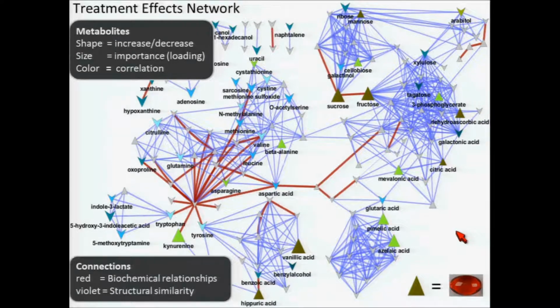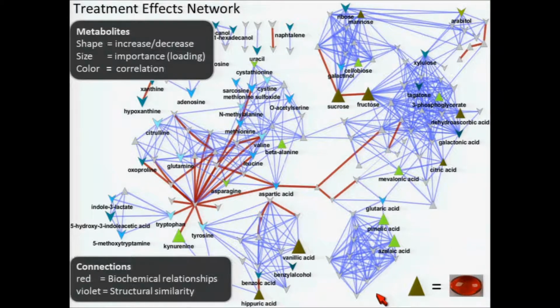In this network, the various shapes represent metabolites, and these metabolites are connected by biochemical relationships, the red edges, or structural similarity relationships, the violet edges. First off, you can see that you need both edges to combine your information. In particular, there's very little biochemical information about lipids. So anytime you want to work with lipids, structural similarity is very powerful.